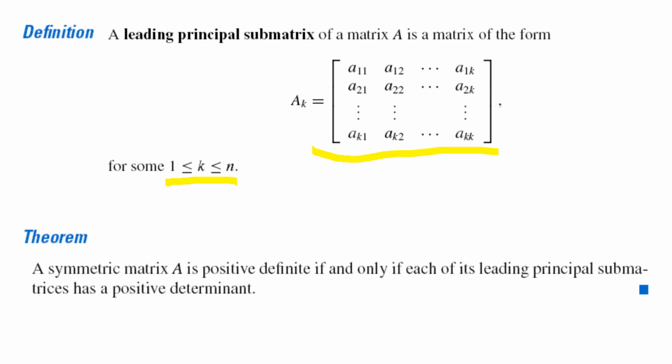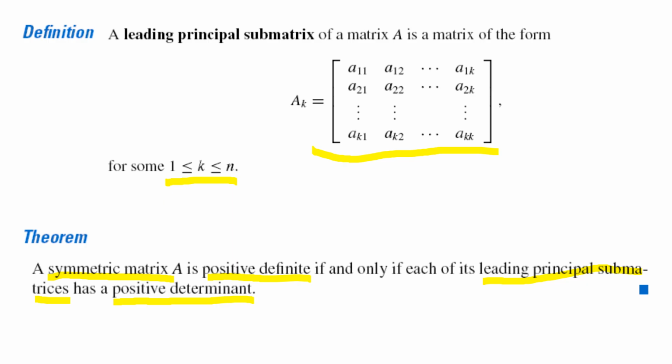Theorem related to the above matrix: a symmetric matrix A is positive definite if and only if each of its leading principal submatrices has a positive determinant. A symmetric matrix is positive definite if and only if each of its leading principal submatrices has a positive determinant.